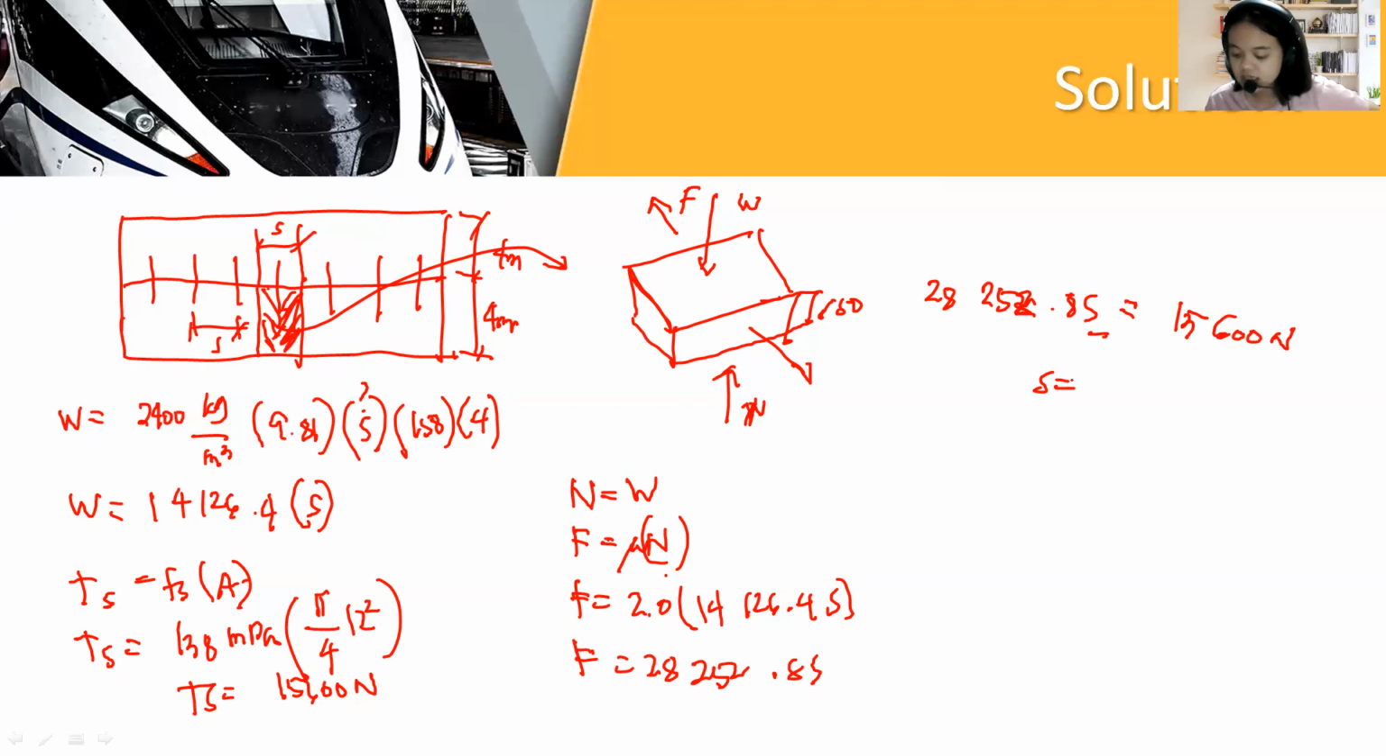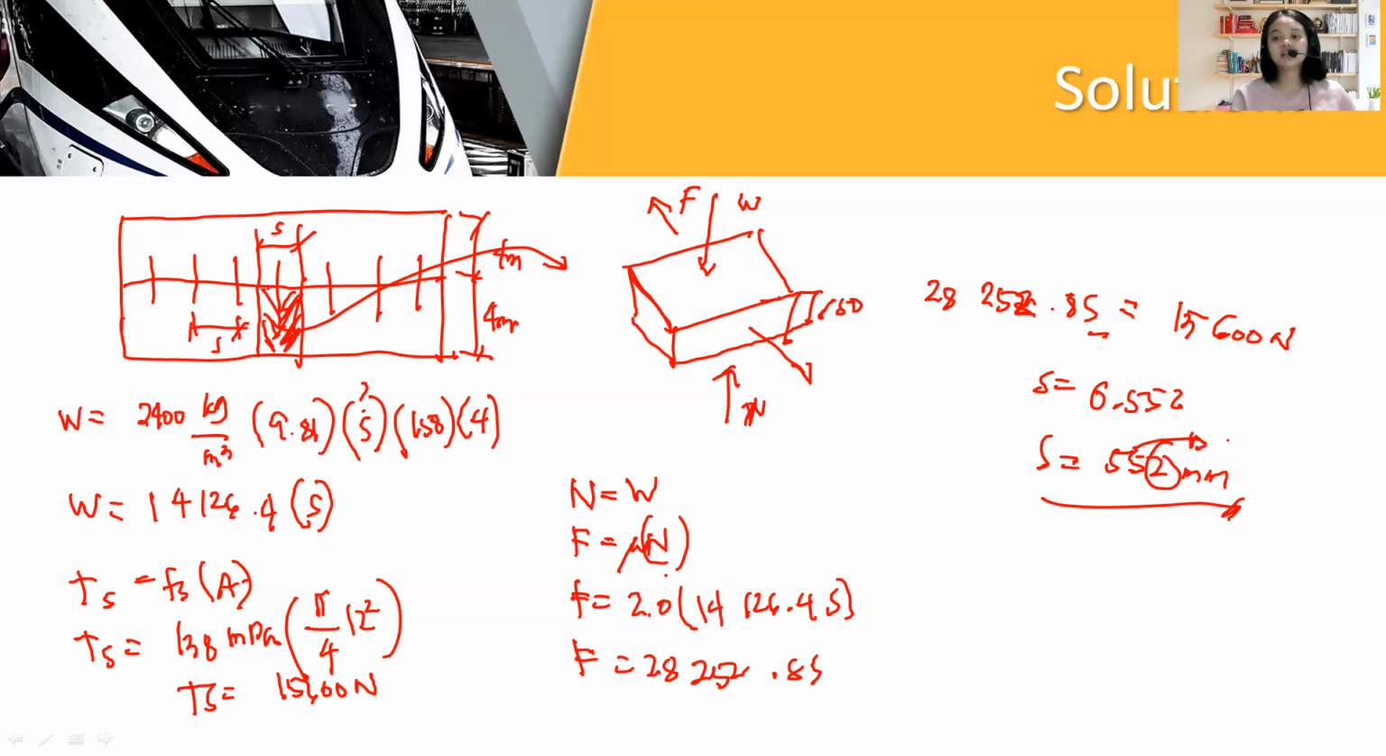So 15,600 Newton divided by 28,252.8. And that is equal to 0.552, or a spacing of 552 millimeter. So basically, hindi naman pwede na may 2 pa tayo. It could i-round up na natin. 0.55 or 0.560 para wala tayong butal.